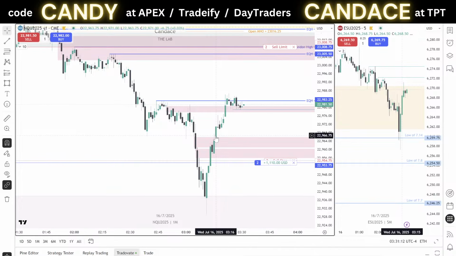Do you copy trade all your accounts or one at a time? Right now, I'm only copy trading 5 Tradify accounts with TradeSyncer. How is TradeSyncer? Right now it's alright, I would say.